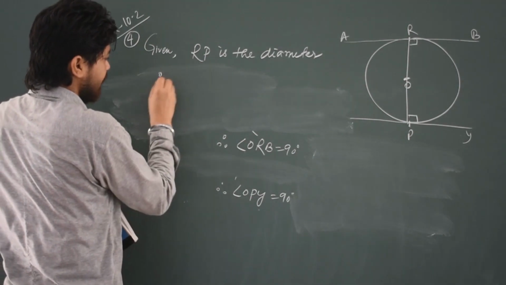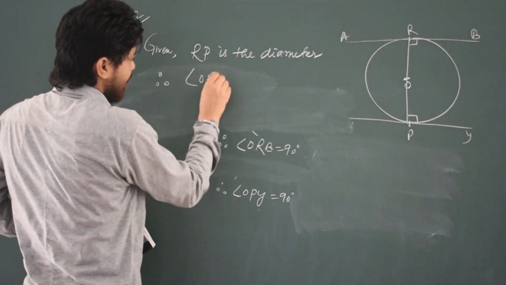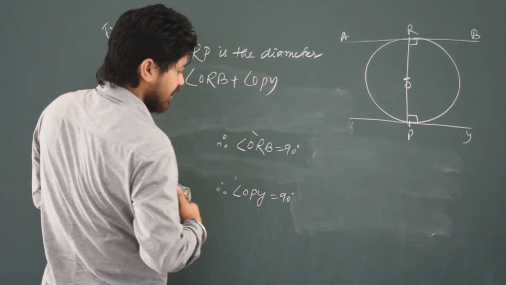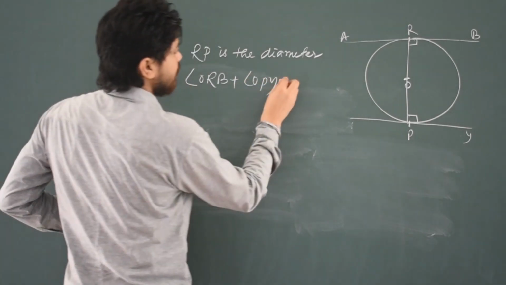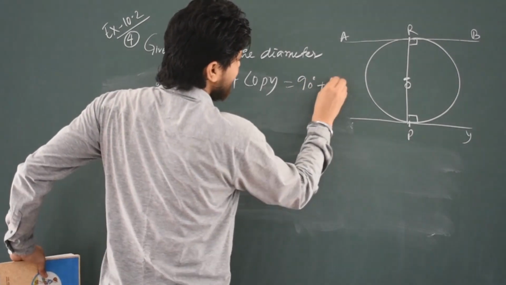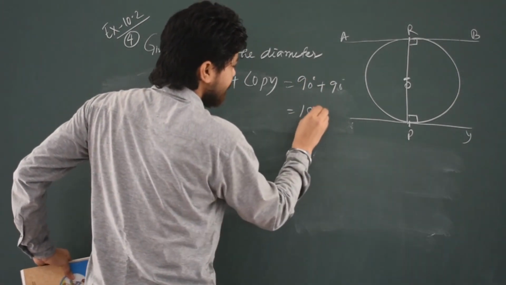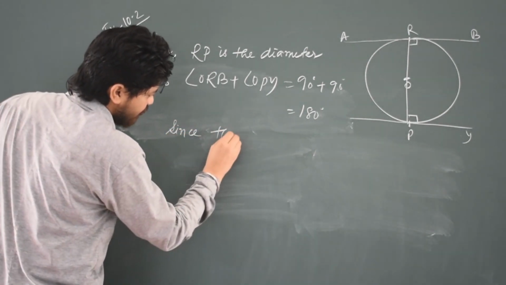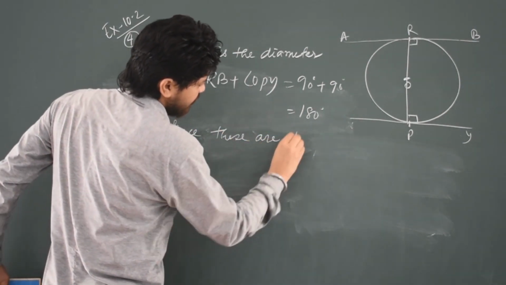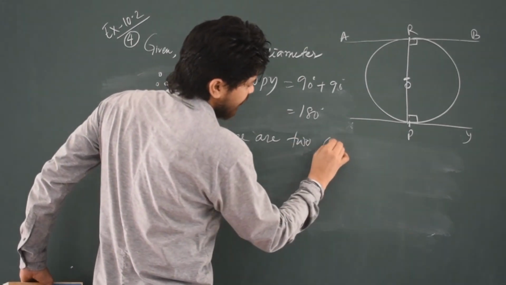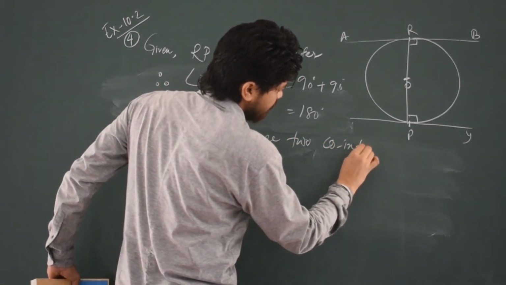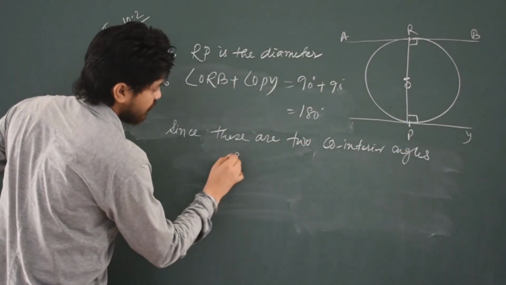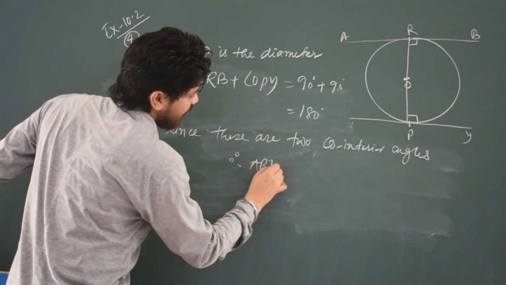Therefore, इसके बाद लिखूंगा therefore angle ORB plus angle OPY, जहां तक लिखा था उसके बाद ये है, equal to 90 degrees plus 90 degrees, that is equal to 180. Since these are two co-interior angles, therefore AB parallel to XY.